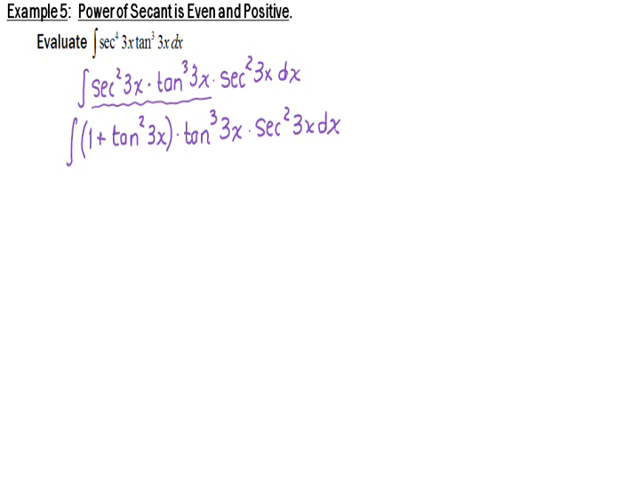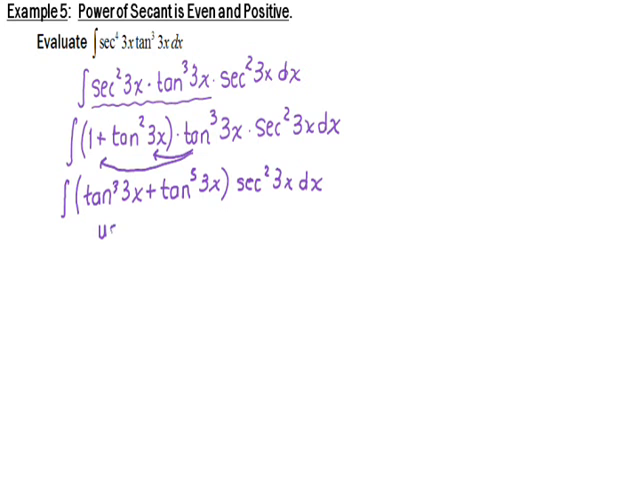And then, as in typical fashion, we will go ahead and use a distributive property here to bring our tangent cubed back into our binomial. So we would have tangent cubed of 3x plus tangent to the fifth of 3x. And still this secant squared of 3x sits outside, waiting to be utilized. And that time has come now because we'll let the u become tangent of 3x.